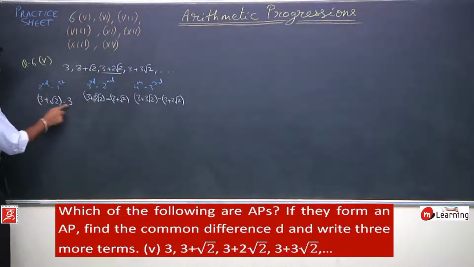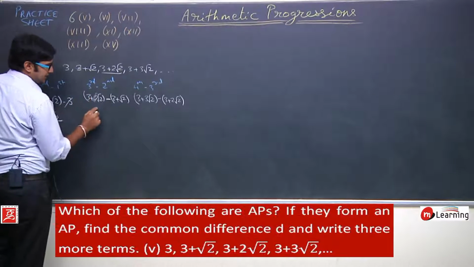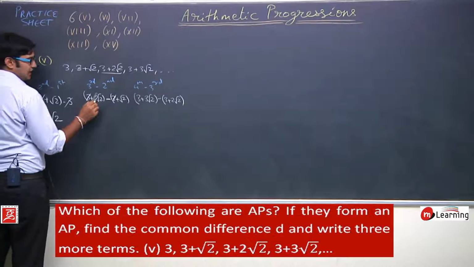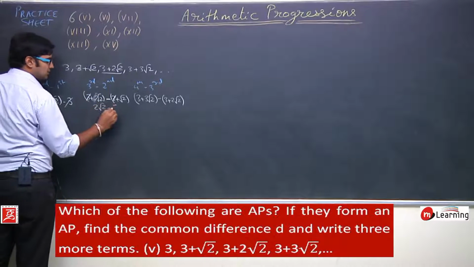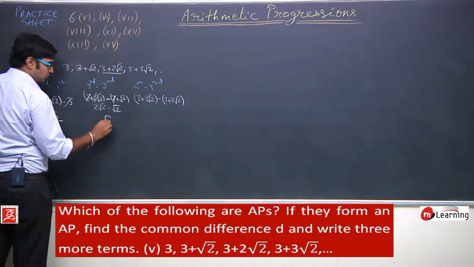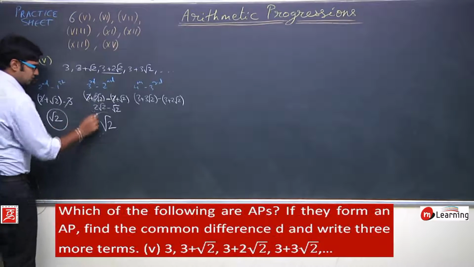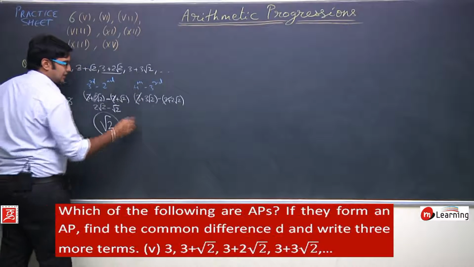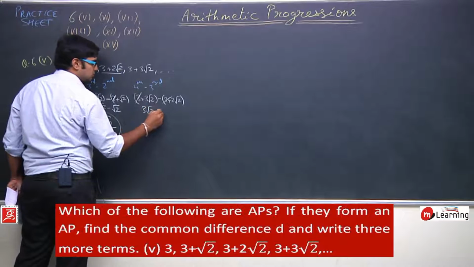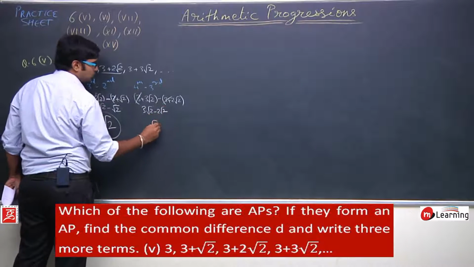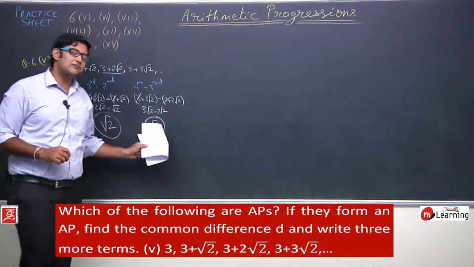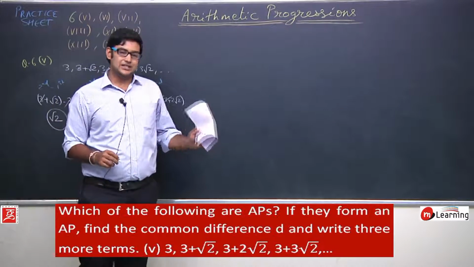So, second term minus first term will give you root 2. Then third term minus second term: the 3 and 3 will get cancelled, and 2 root 2 minus root 2 will give you root 2 again. Then let us check this case also. 3 and 3 will get cancelled and you will have 3 root 2 minus 2 root 2, so this will give you root 2 again. So, what you can see is that the common difference in this arithmetic progression is root 2.